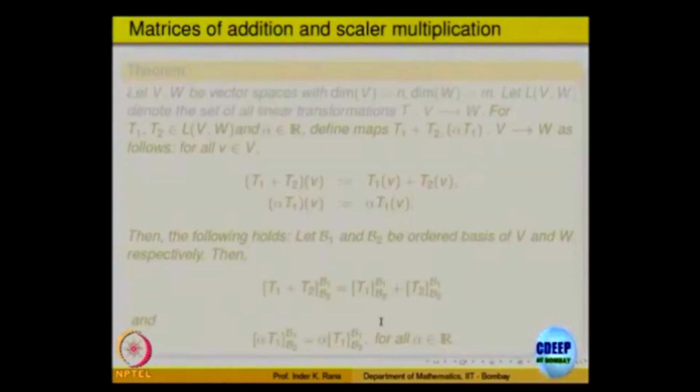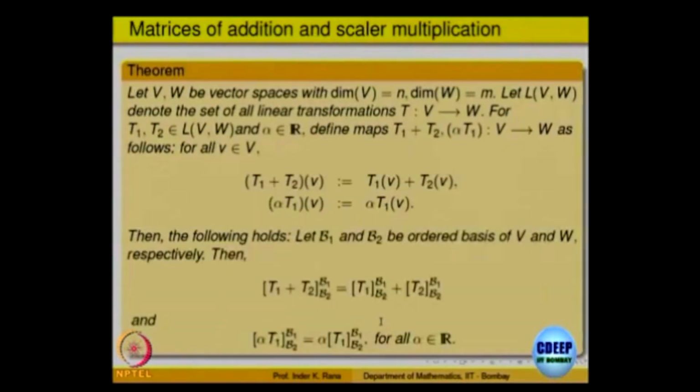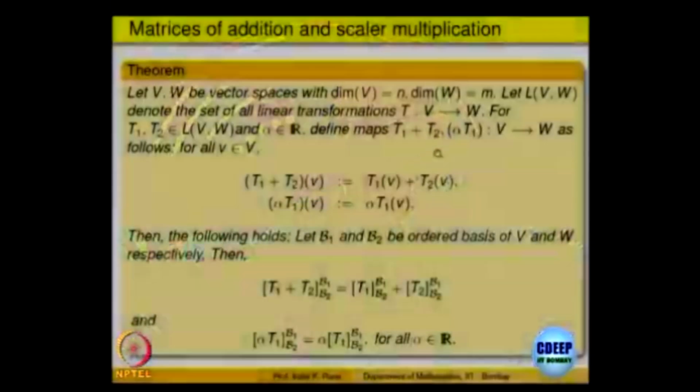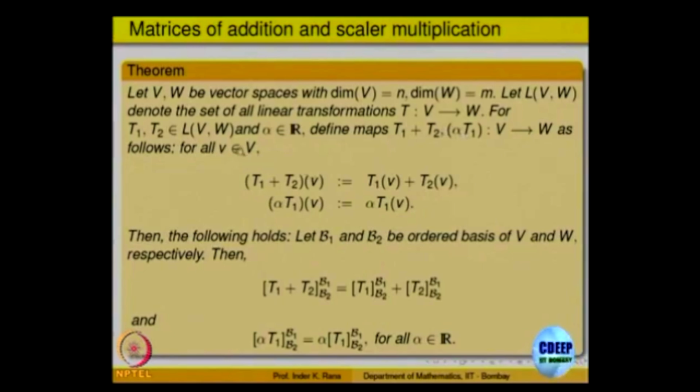So here are some simple properties which we will not prove but will use. Given a basis on the domain and codomain, you can write down a matrix. The question is, if I take two linear transformations and add them, what is the matrix of that transformation? What is the matrix of a scalar multiple of a linear transformation? So this gives a relation. It says supposing T1 and T2 are two linear transformations. L(V, W) means the set of all linear transformations from V to W.